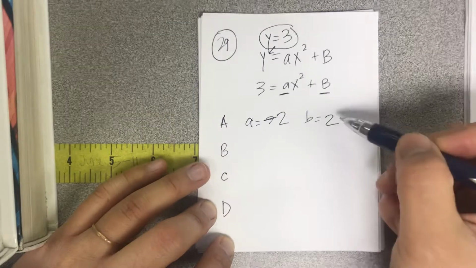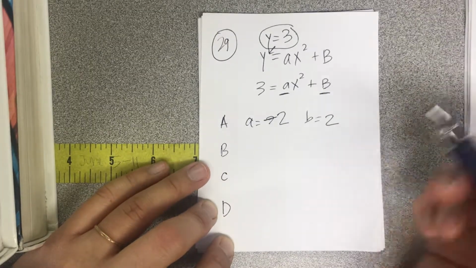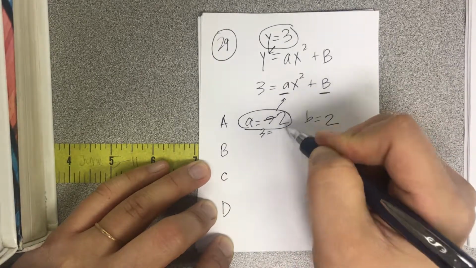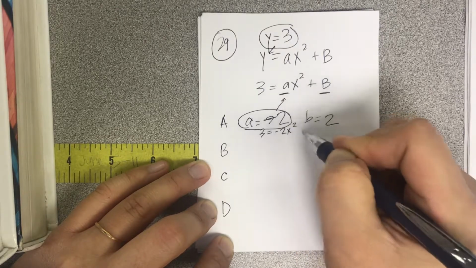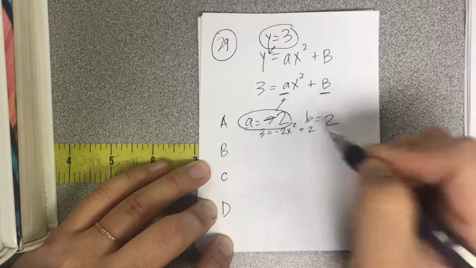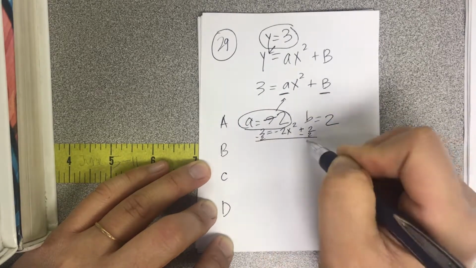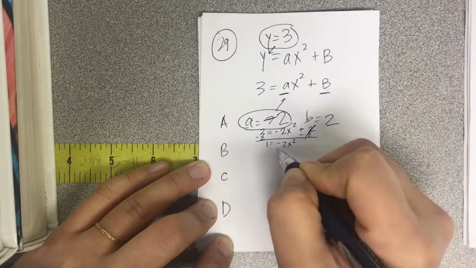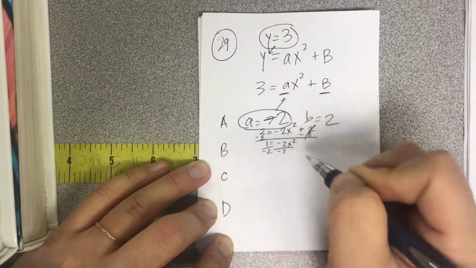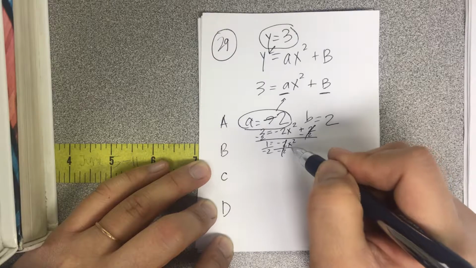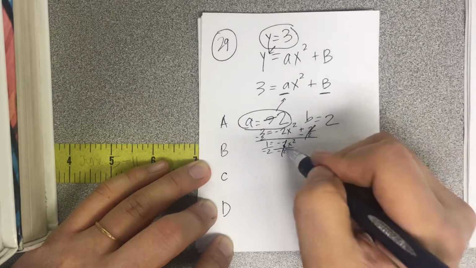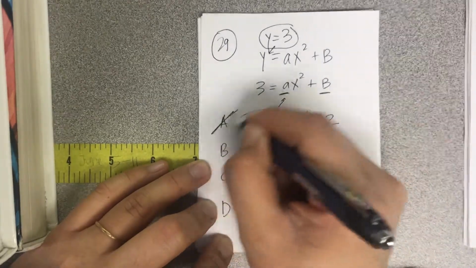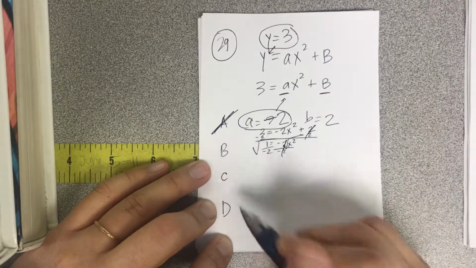I'm going to do one that doesn't work, and then go straight to the answer so I don't waste too much of your time. If this is a, you plug that in right here. So 3 equals -2x squared plus 2. Subtract 2 from both sides, and this becomes -2x squared equals 1. Then divide by -2, but you can't get an x. If you're trying to find x, you're going to have a negative under the square root, and that's an imaginary number, not a real number. Therefore, a doesn't work.